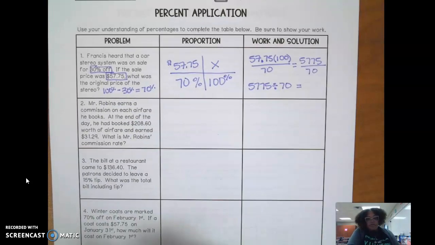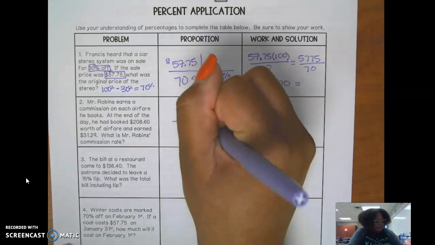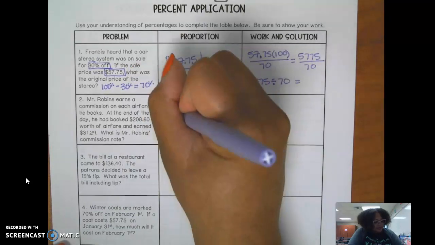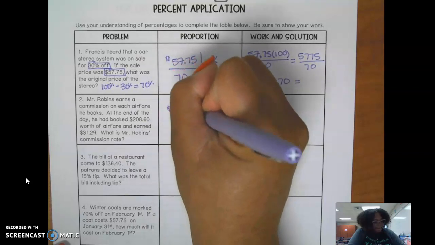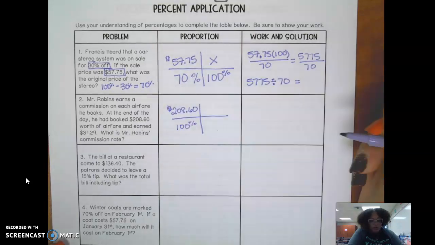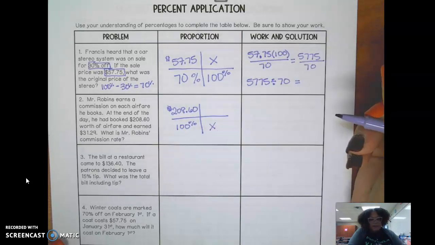Number 2, Mr. Robbins earned a commission on each airfare he books. At the end of the day, he had booked $208.60 worth of airfare and earned $31.29. What is Mr. Robbins' commission rate? So I need to make a proportion, and he booked $208.60. That's everything. That's my 100%. That is my whole value. I don't know what his commission rate is, so that's a mystery percent. I'm going to put an X there.